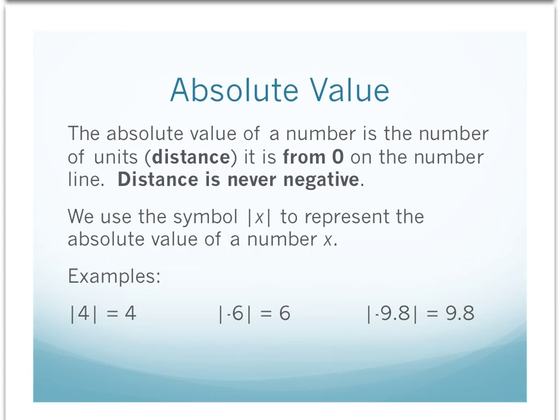So some examples down here at the bottom: the absolute value of 4 is equal to 4, the absolute value of negative 6 is 6, and the absolute value of negative 9.8 is 9.8.